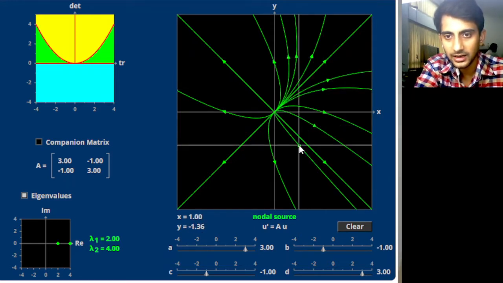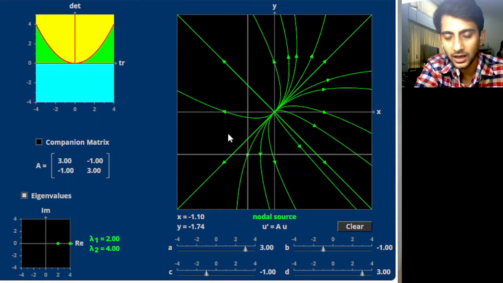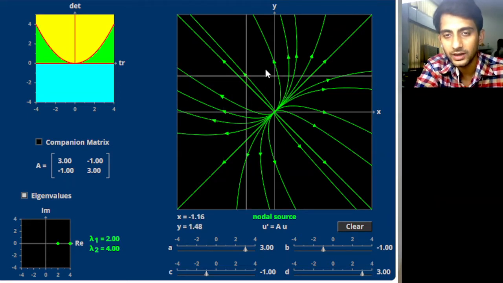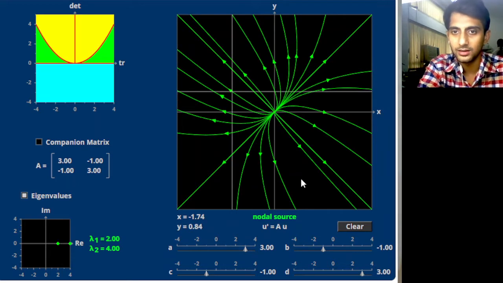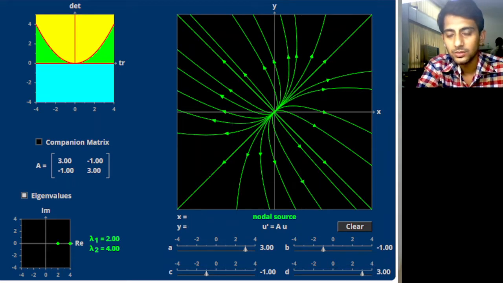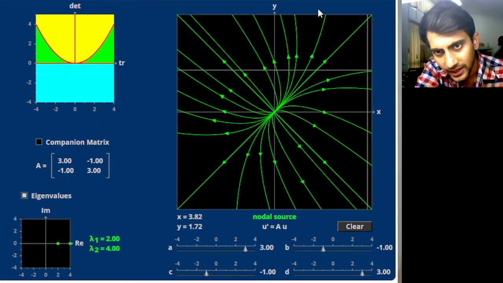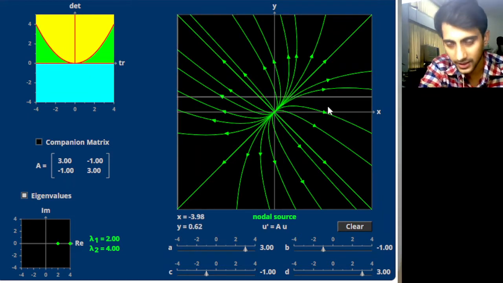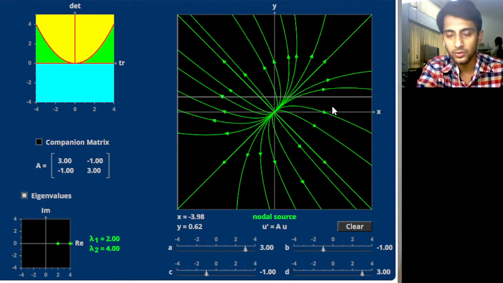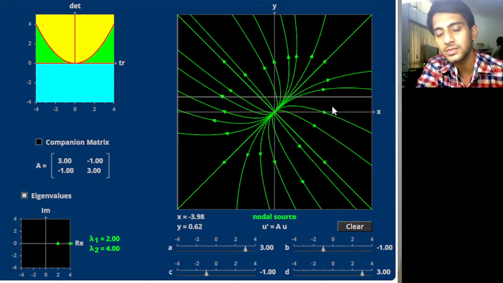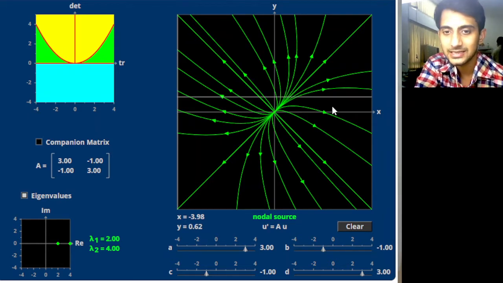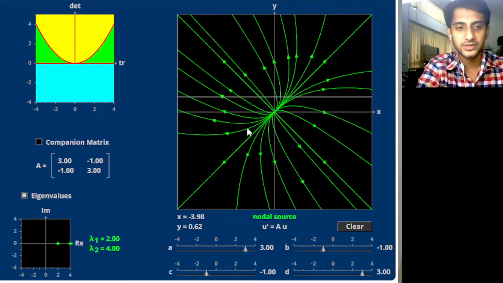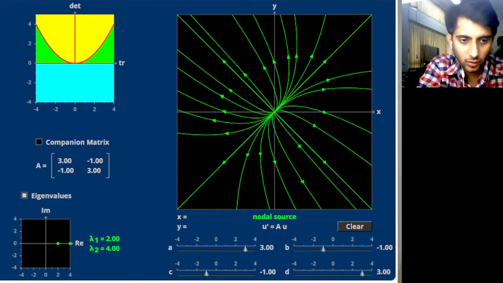No matter where I click, all the arrows will be going out of this origin, going to infinity, lost in infinity. Fine. So just looking at this phase portrait, the graph that is coming, you can tell for any system whether it is a stable system, an unstable system, or what type of system it is. Now let us move ahead.